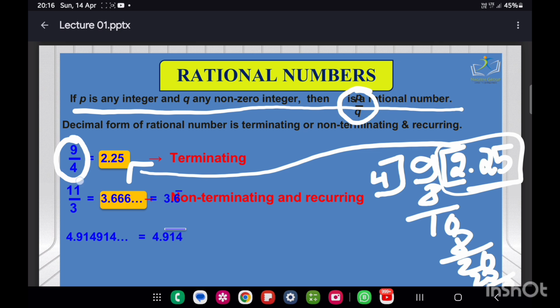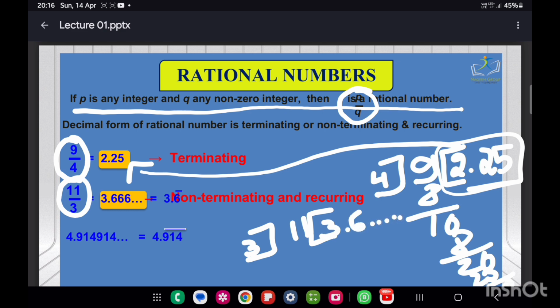Then another example is 11 by 3. If you go on dividing 11 by 3, we will not get an end point, or the remainder will not be 0. So we take it as 3.6 something, and we call this one 3.6 bar.